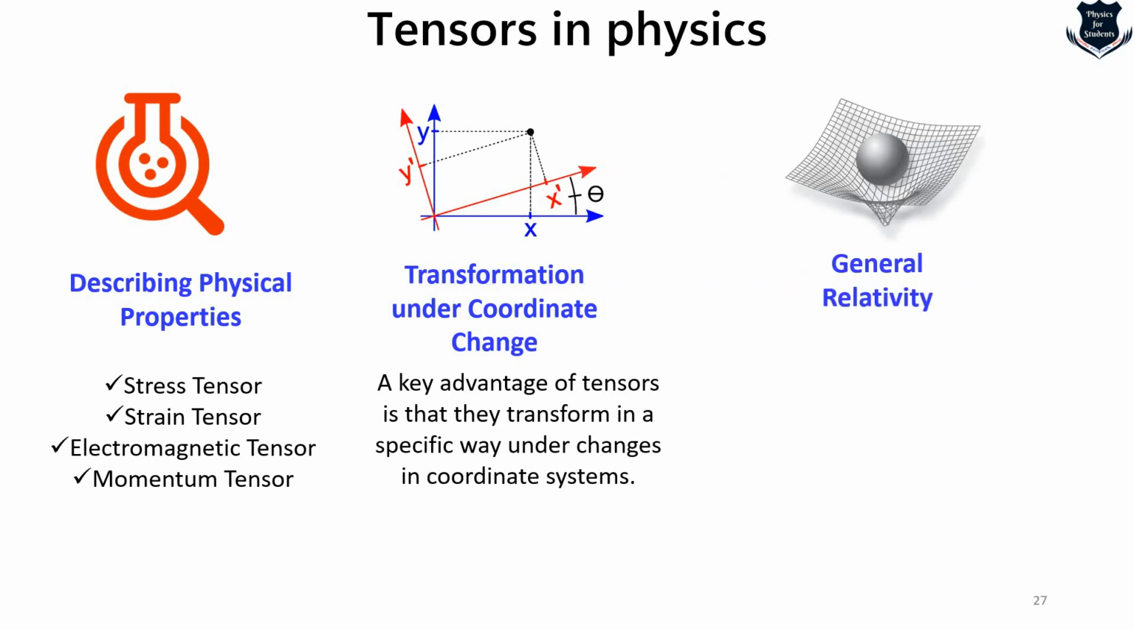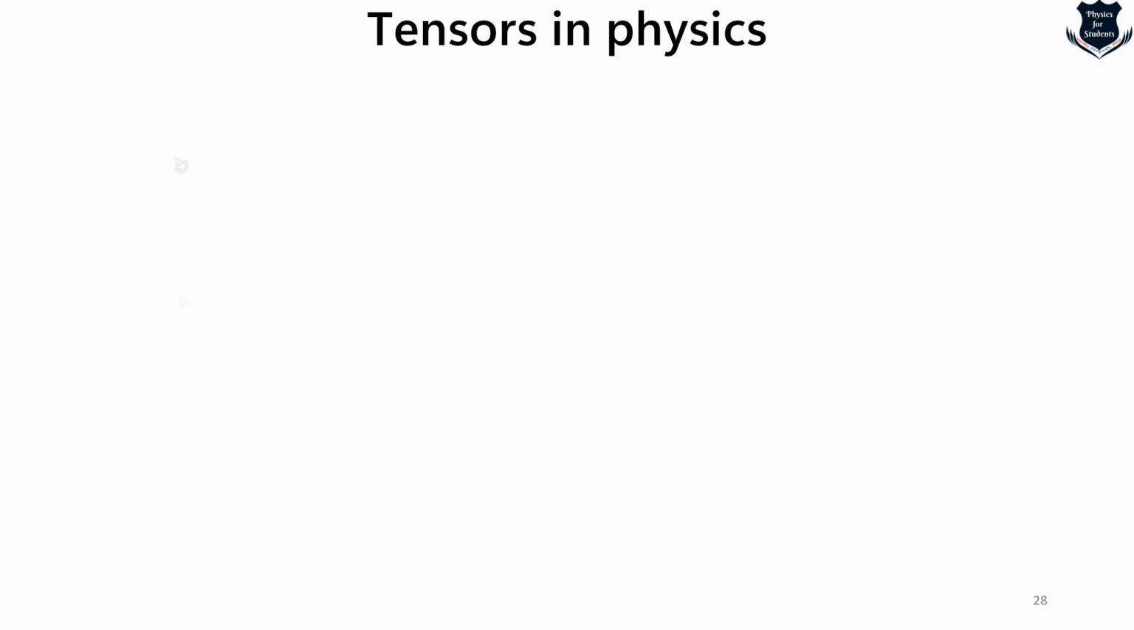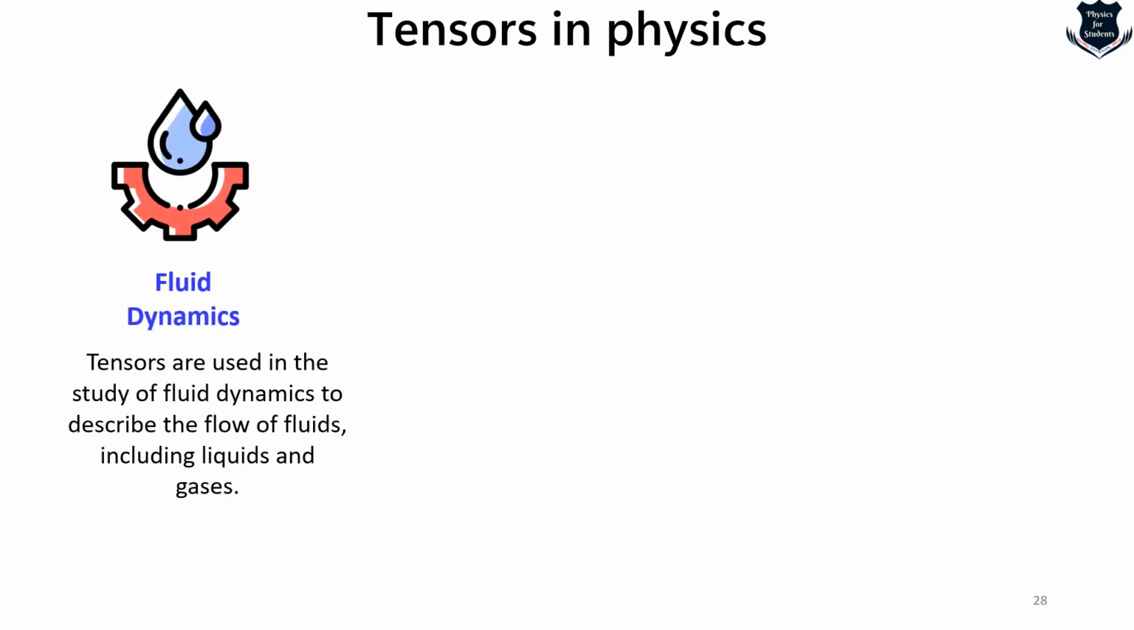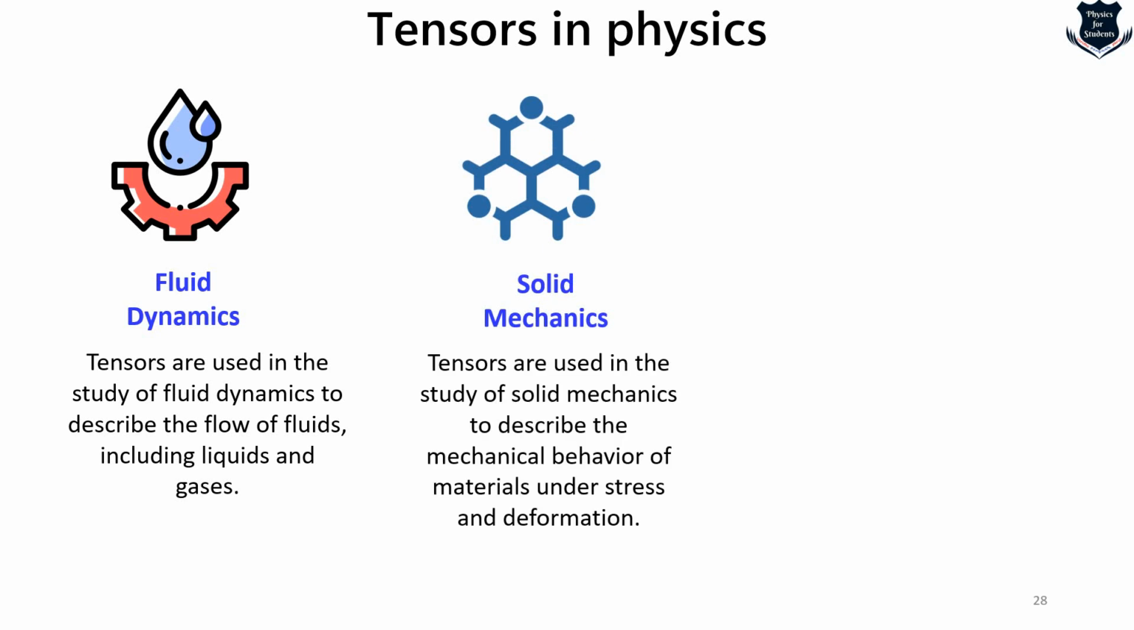And obviously our favorite topic, general theory of relativity, because we will see in this video how each and every component of Einstein's field equations is built and described by what are called tensors. Other than this, tensors are used in the study of fluid dynamics, to describe the flow of fluids including liquids and gases, representing quantities such as velocity, pressure, stress and strain, and so on. Solid mechanics, yes, tensors are used in the study of solid mechanics to describe the mechanical behavior.